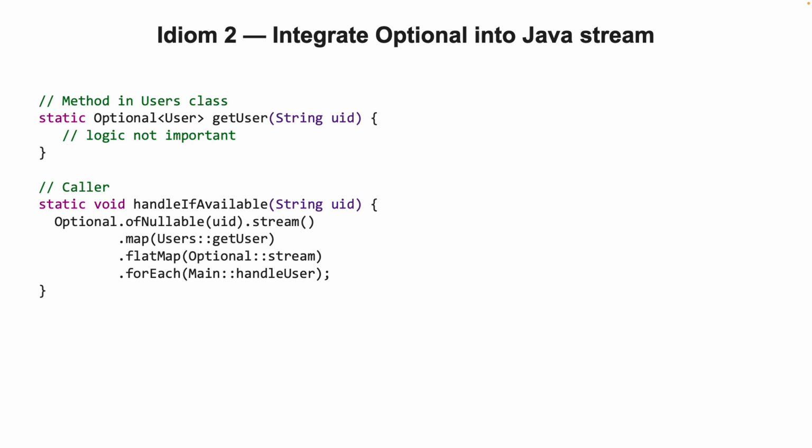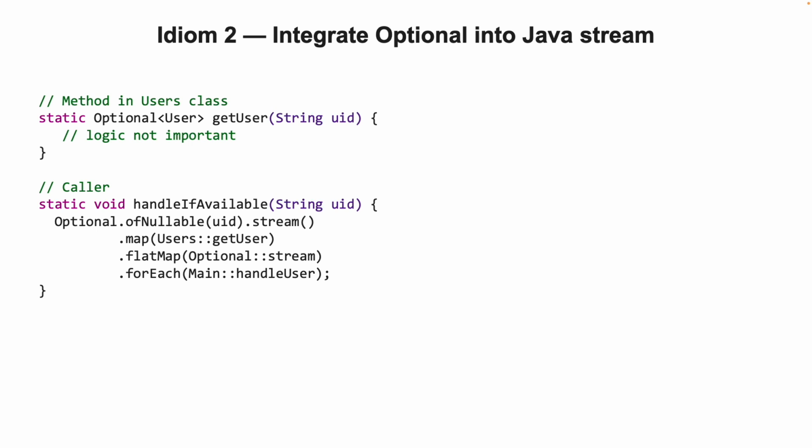The second idiom for using Optional.stream is related to handling Optional variables in the middle of the Java stream processing. Let's say that the Users.getUser method returns an Optional of User instead of User. In that case, we would have to take care of handling the Optionals in some way. It will be verbose to use the Optional methods like isPresent and get as a part of the stream processing. So instead, here's how we can use the Optional.stream method along with the Stream.flatMap method to handle this scenario.